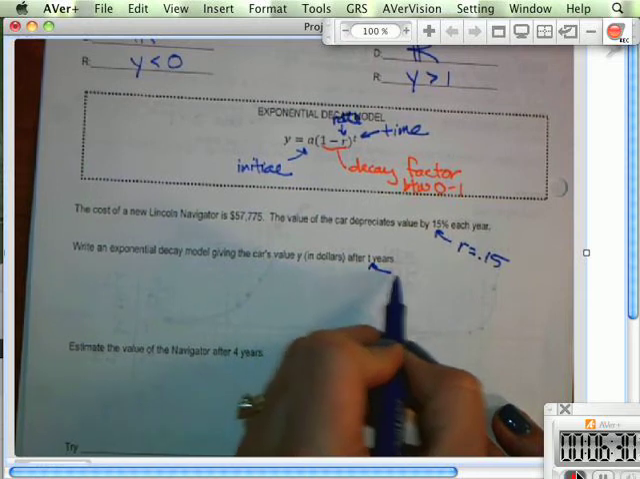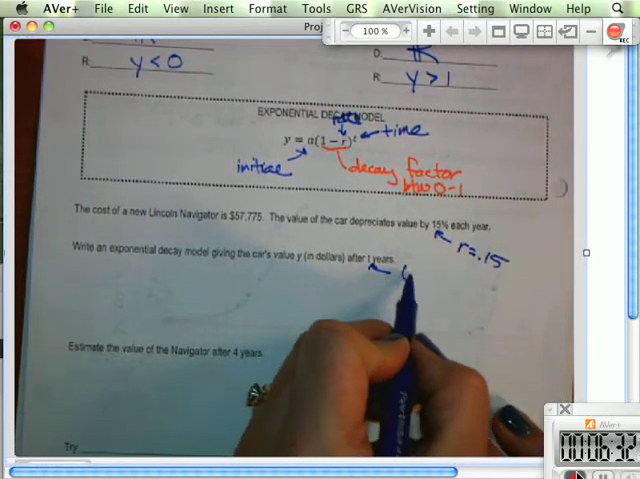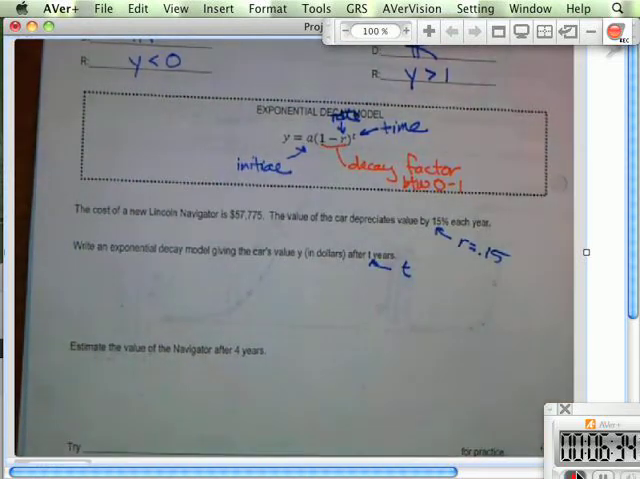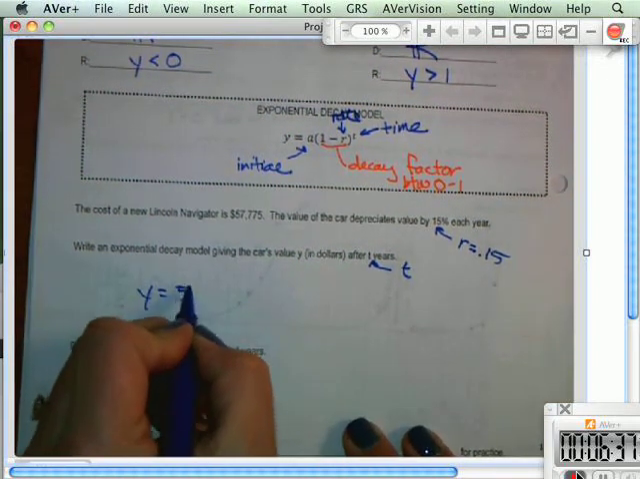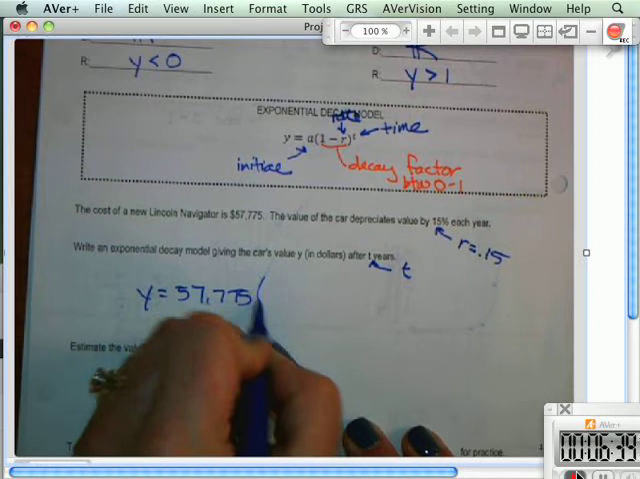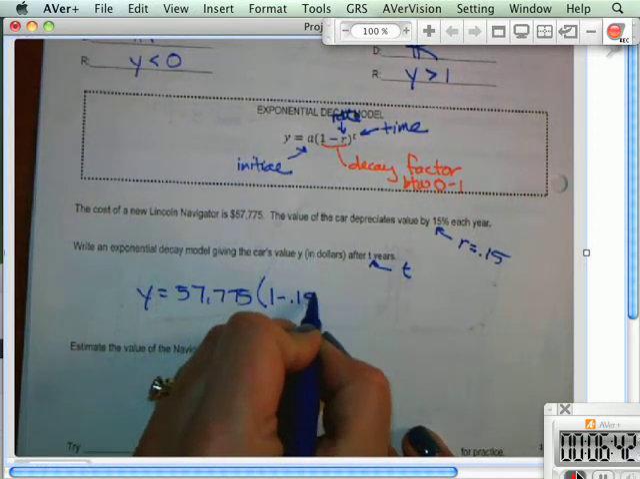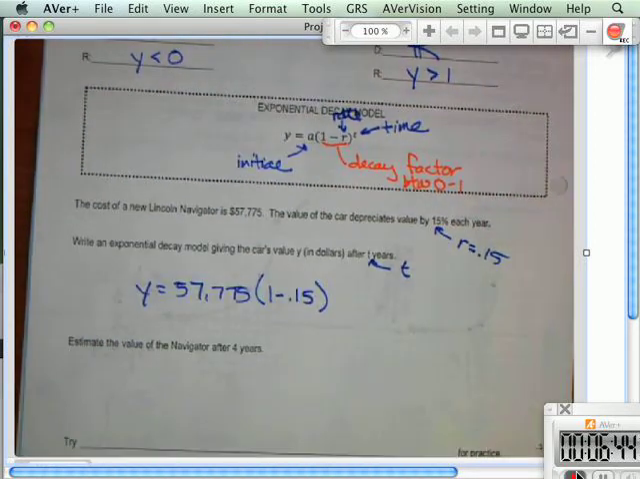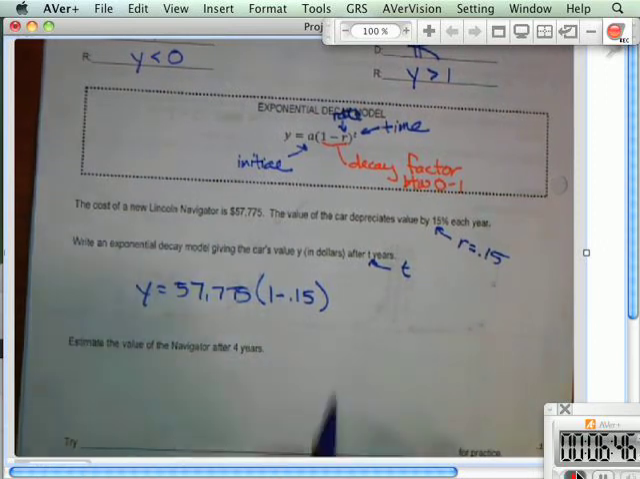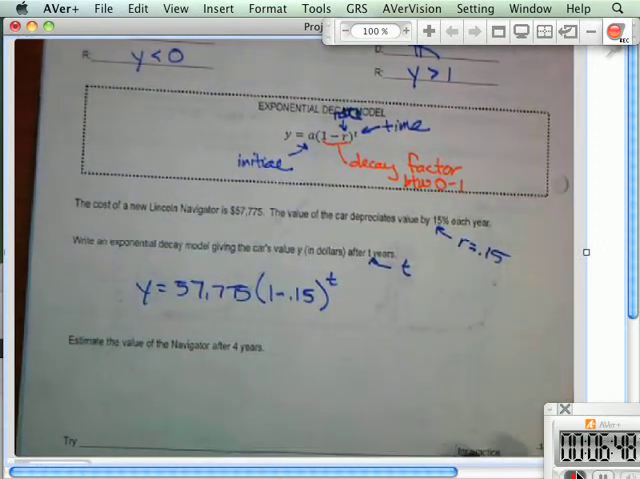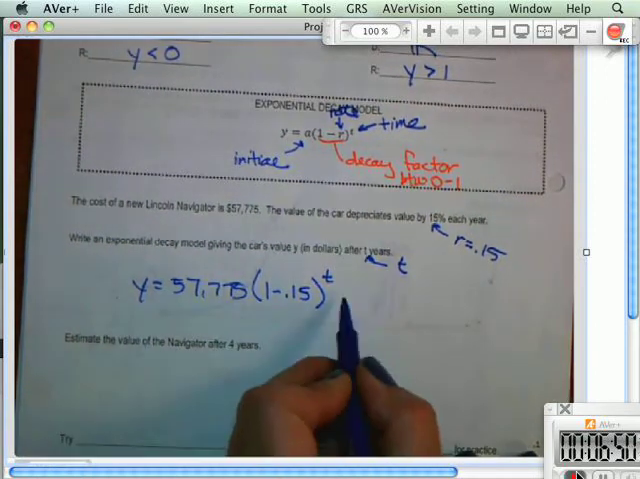So I'm going to keep the t in there. I don't know what it is. I'm just writing a model where I can plug any amount of years in. So it's like this. Y equals 57,775 times (1 minus 0.15), because that's my R, to the t. And then I'm going to consolidate this.